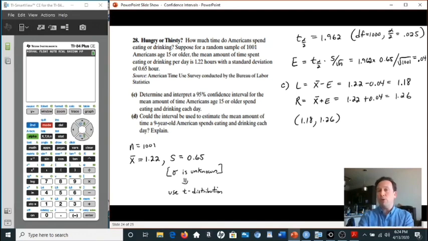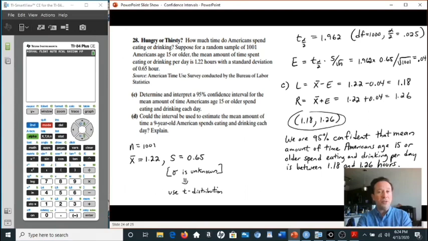You're also asked to interpret this. So this is one of those statements where you say, we are 95% confident that the mean amount of time Americans age 15 or older spend eating and drinking per day, it's very wordy, is between 1.18 and 1.26 hours. So a conclusion like this, I really want you to specify the context. It's wordy, but I would like you to write it, okay? It will keep you mentally healthy.